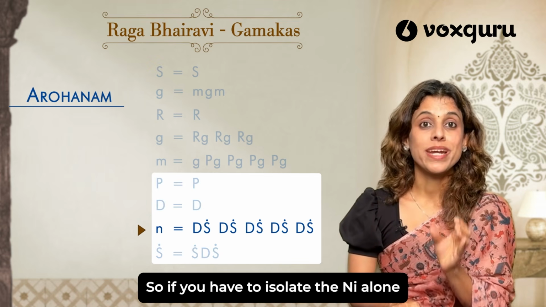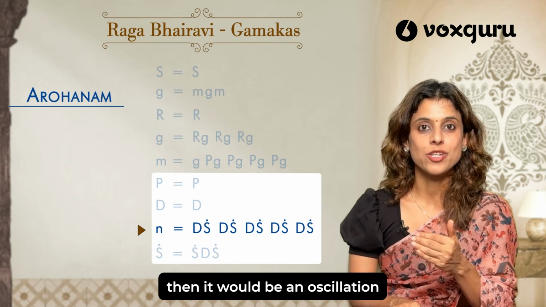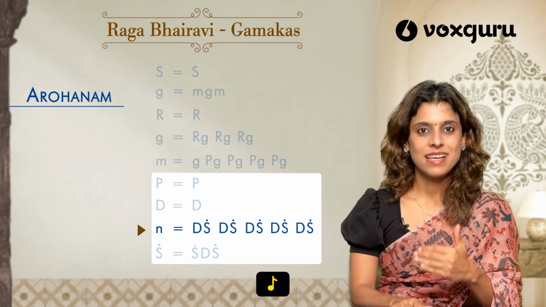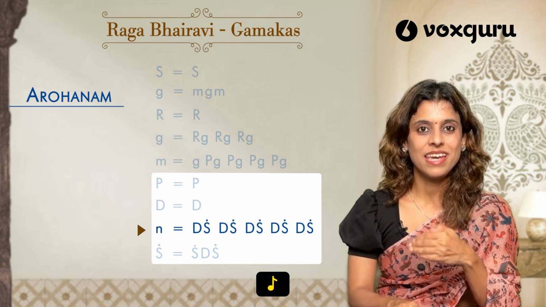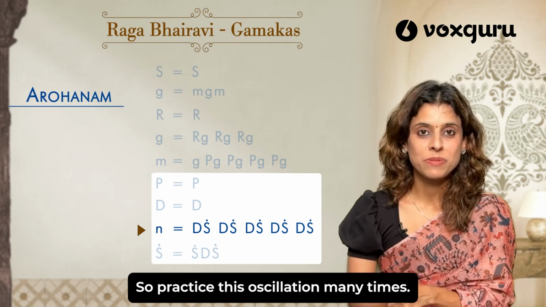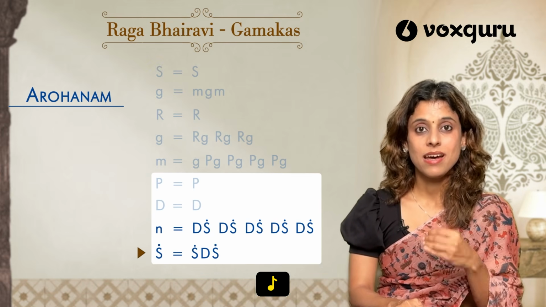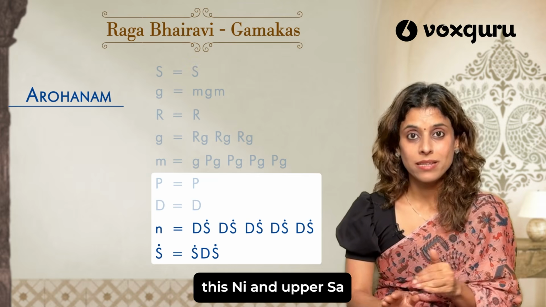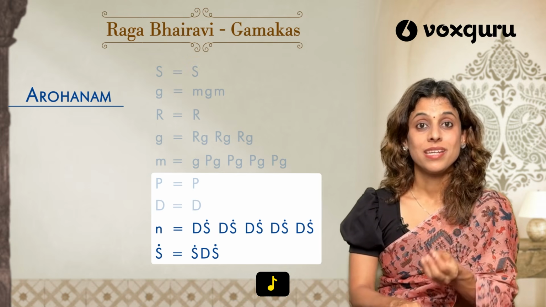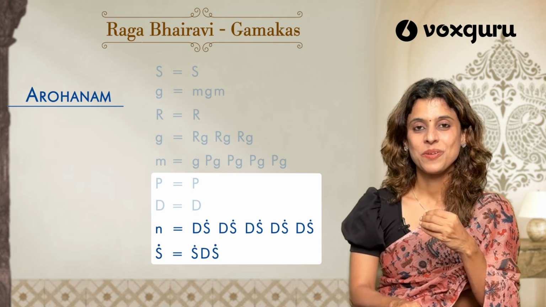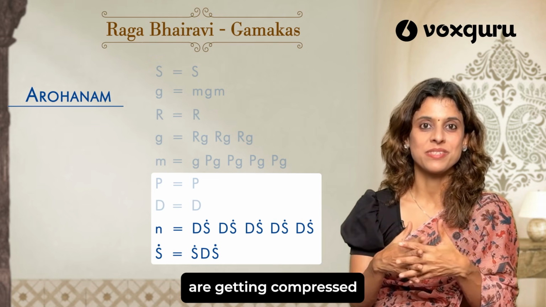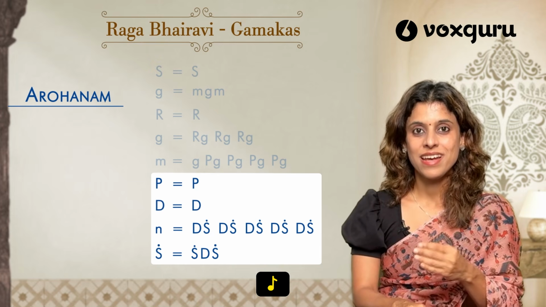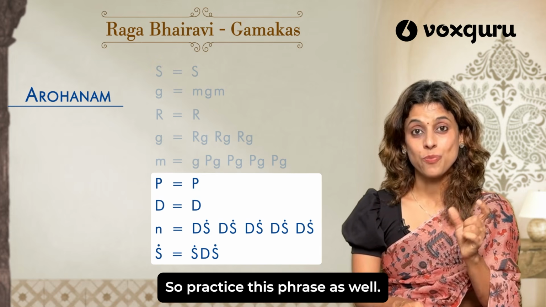If you have to isolate the Ni alone, then it would be an oscillation like this. Ni dasa dasa dasa dasa dasa. So practice this oscillation many times. And then the upper Sa, that would be Sa dasa. Now if I combine this Ni Sa into a single Gamakam, it becomes Nisa. All those oscillations are getting compressed into a single Gamaka. Nisa, Pada Nisa. So practice this phrase as well.